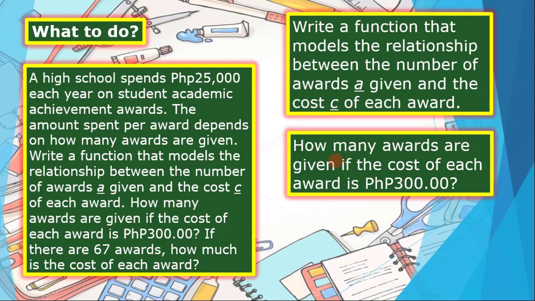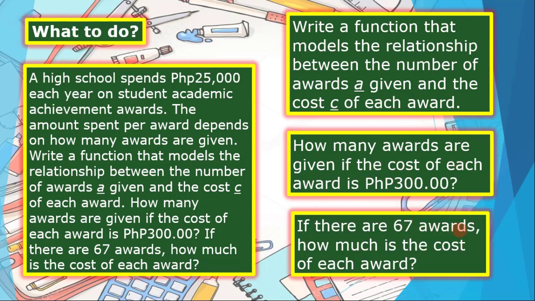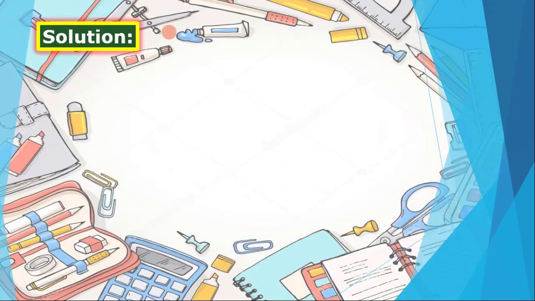Another is how many awards are given if the cost of each award is 300 pesos. If there are 67 awards, how much is the cost of each award? So we can concentrate on these three questions.